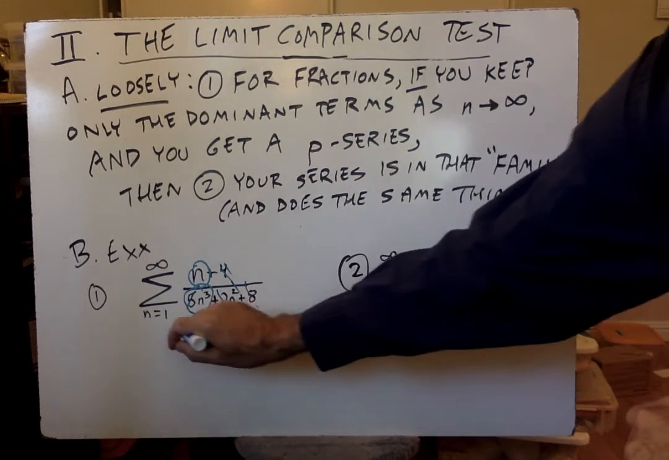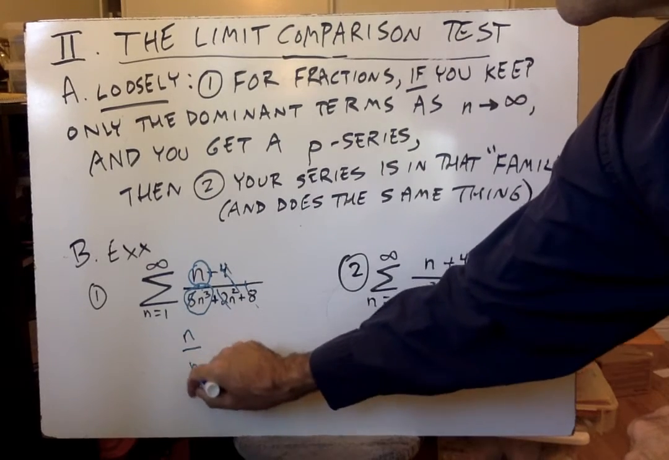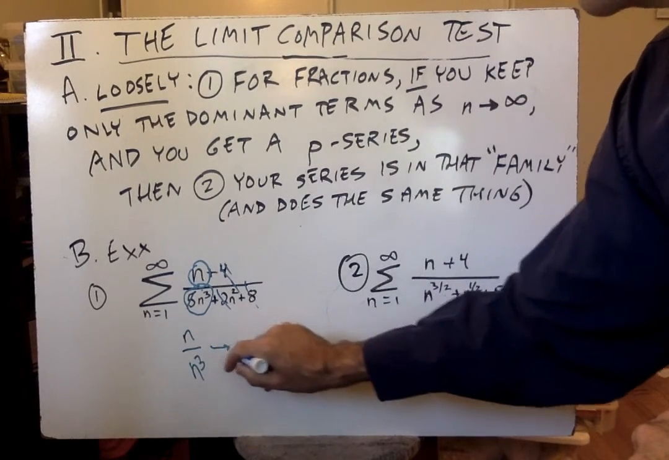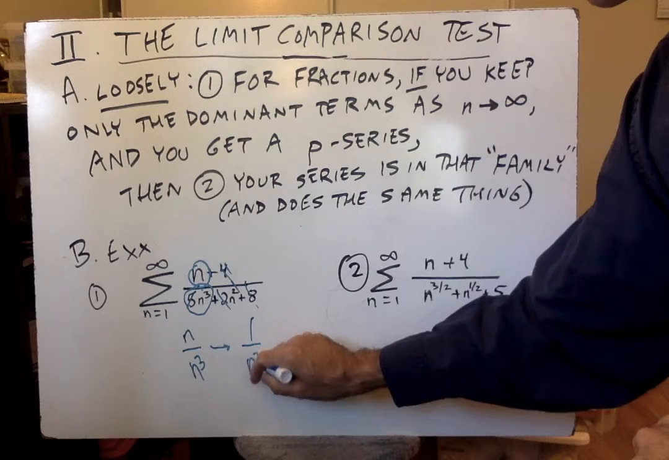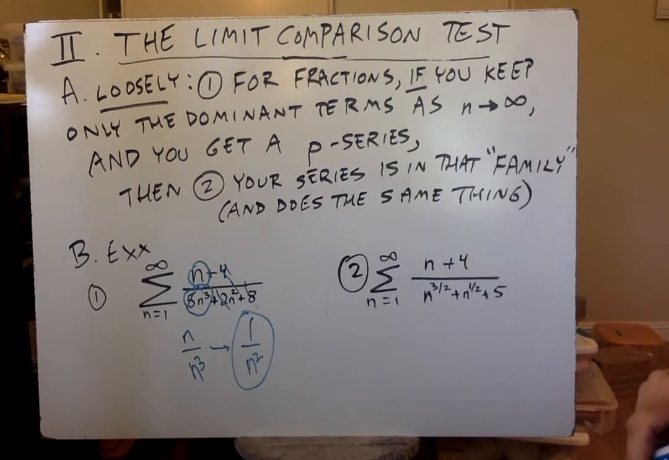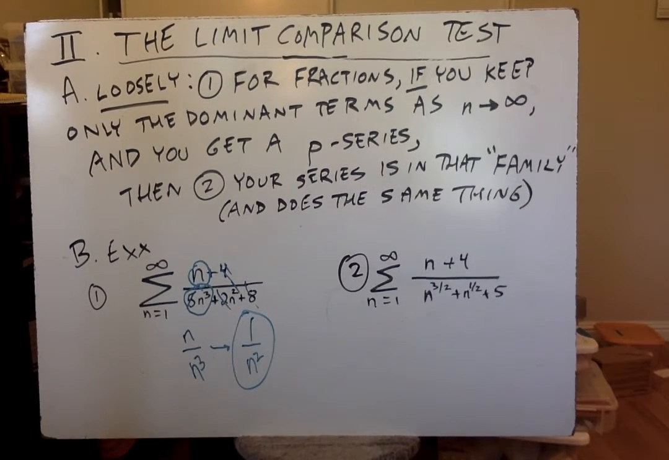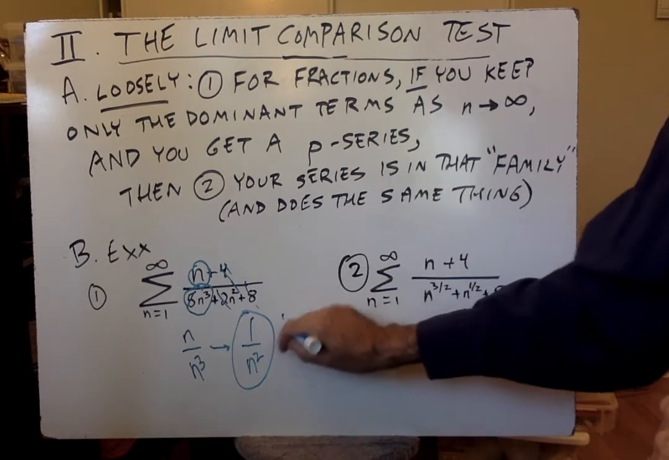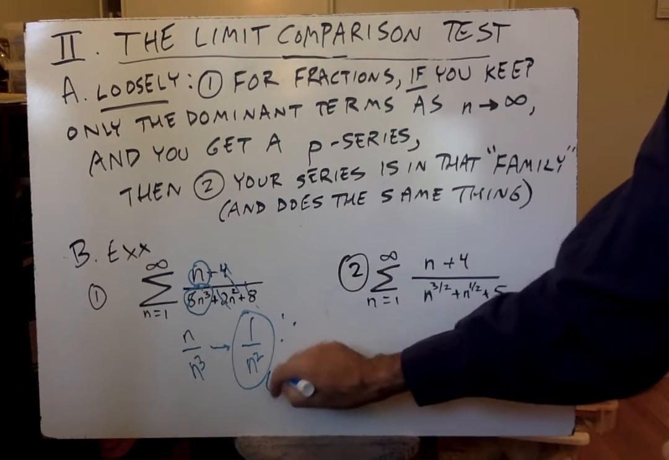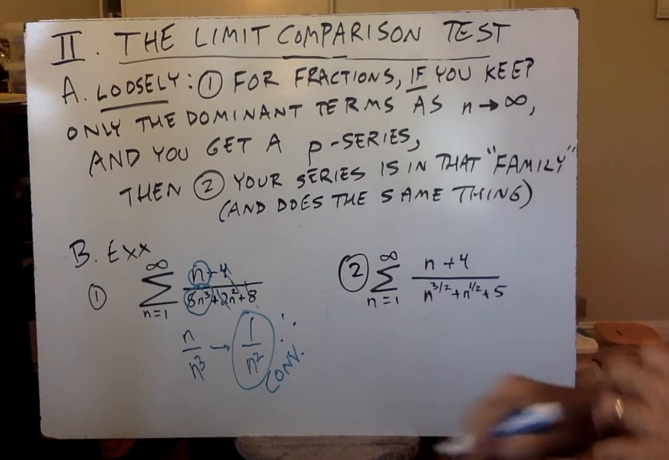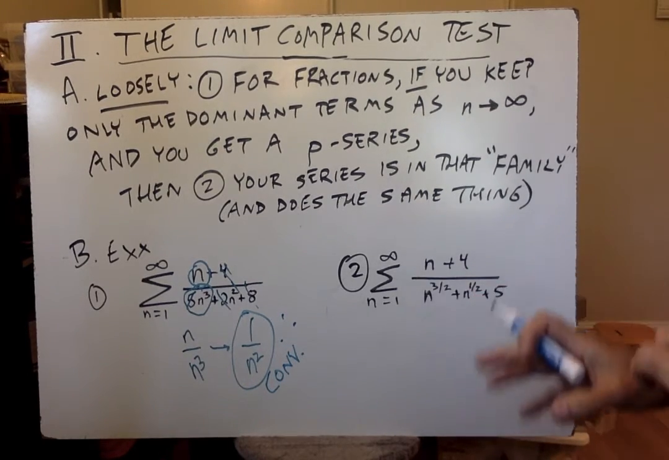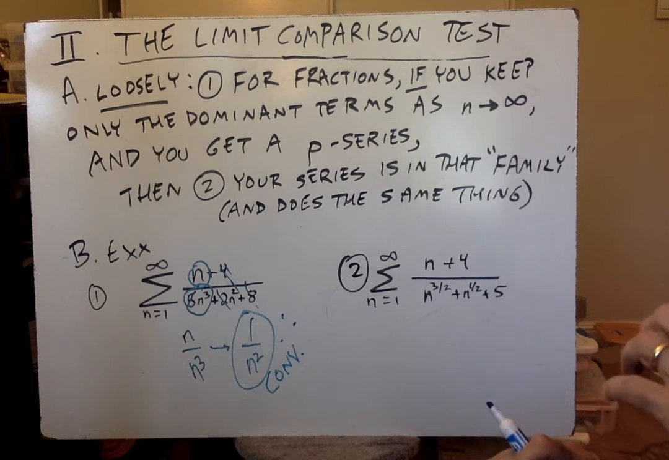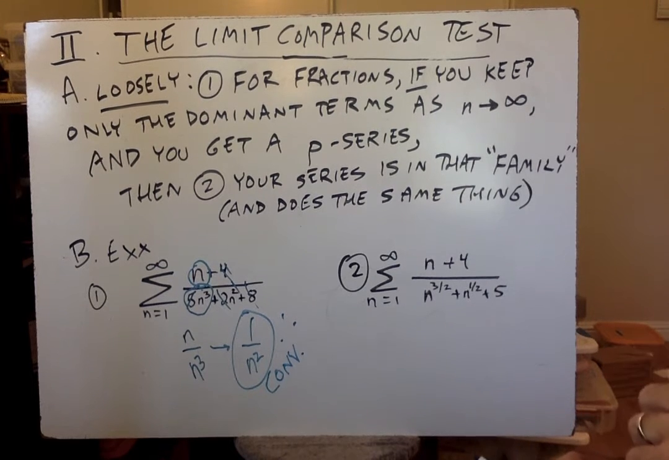So look what remains. n over n cubed. Simplify that. 1 over n squared. That's the family that your series is in. The 1 over n squared family, this is a p series with p equals 2, which is greater than 1. Therefore, this original series converges. And that's all you have to do. You don't have to do anything more fancy than that. You just use the algebraic simplification tools, basically.